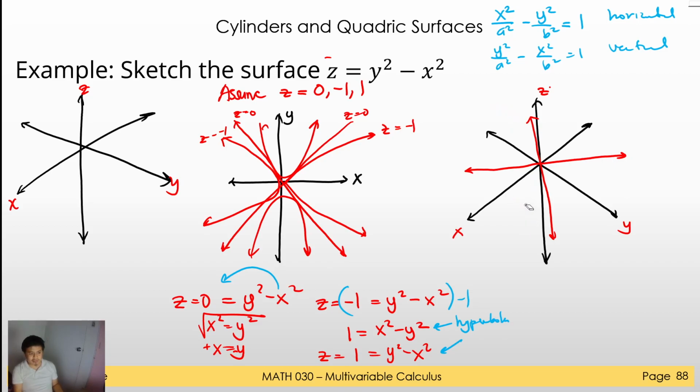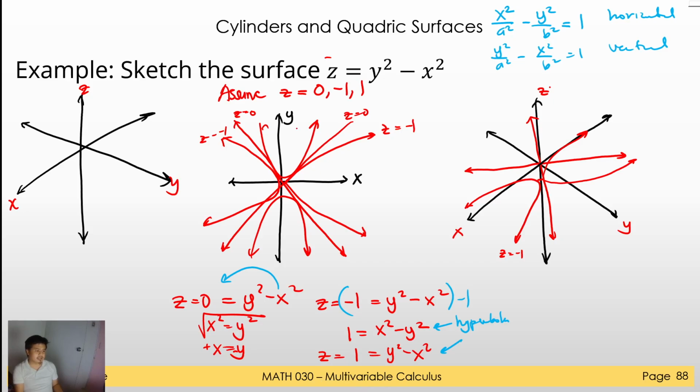So for negative 1, the drawing here will be this horizontal hyperbola. In this perspective, it is opening towards the x-axis, so it will be drawn like this. If this is z equal to negative 1, then you have this graph for z equal to negative 1. For the other side as well, it's a little hard to understand. We have another drawing of this hyperbola.